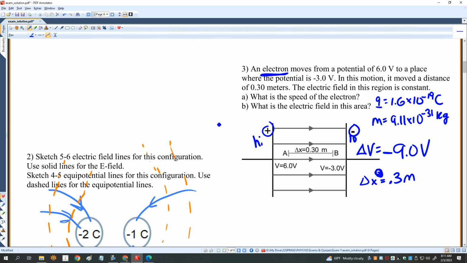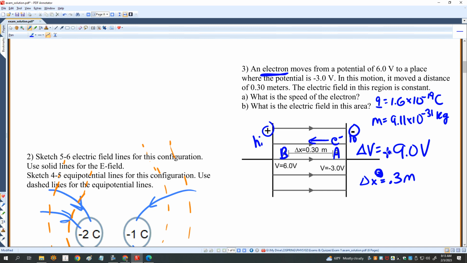So actually, hold on just a second. Okay, I have a mistake in this. I just want to make sure you get this, and I'm going to change it a little bit. I'm going to make this position A and this position B because an electron will move in this direction. It's going to move from low potential to high potential. That means that my change in potential is going to be positive 9 volts. That's not going to be terribly important for what we're doing, but it's important to be correct. So my change in potential is going to be a positive 9 volts. So that electron will gain energy as it moves from low potential to high potential.